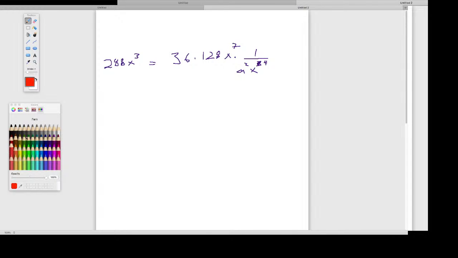And then from this point on, I told you to cancel out x3, because this x4 cancels this x7 to get x3, and then I cancel out x3 on this side too, and it's gone. So 288 equals 36 times 128 all over a squared. And then we just cross multiply these two here. All right.